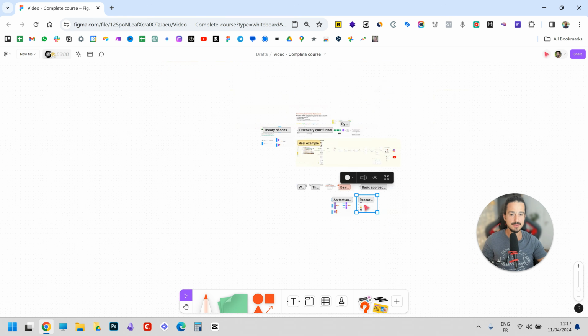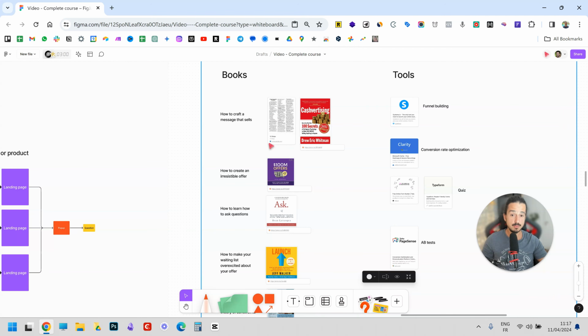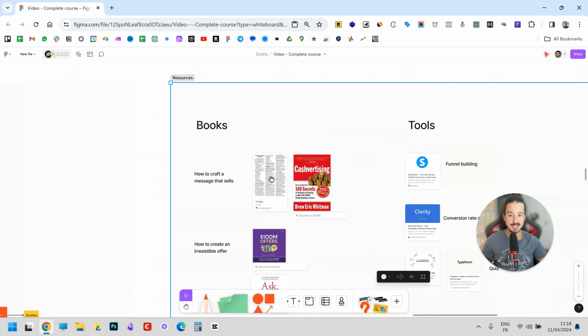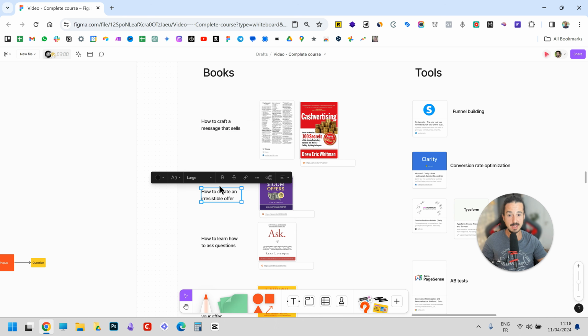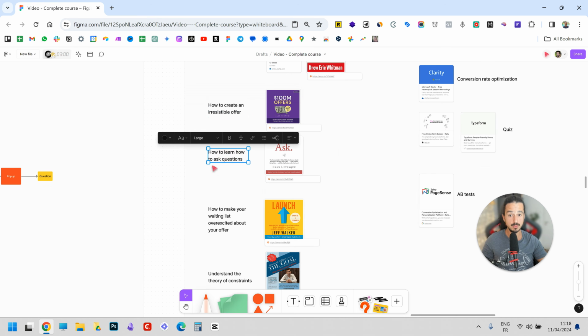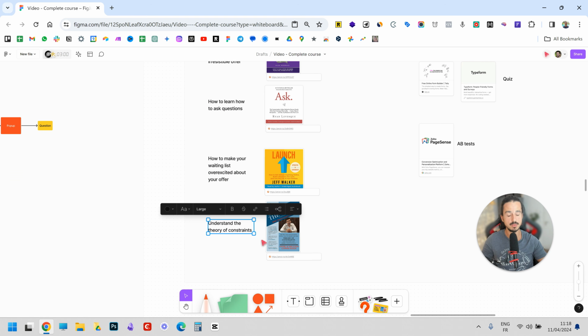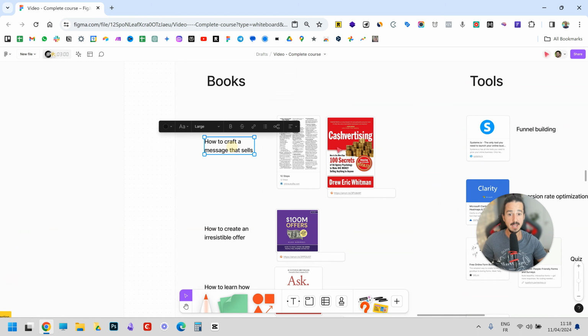Okay, let's have a look at the resources that we have to build all of that. The first resources are books because they are cheap and they are full of knowledge. Obviously, that's not a secret. So I've selected a resource for you if you want to improve on copywriting, if you want to create a good offer, if you want to learn how to ask questions, if you want to learn how to launch a product, and if you want to go really deeper and understand the theory of constraints, which I loved, by the way, but it's not mandatory if you want to build this kind of funnel.